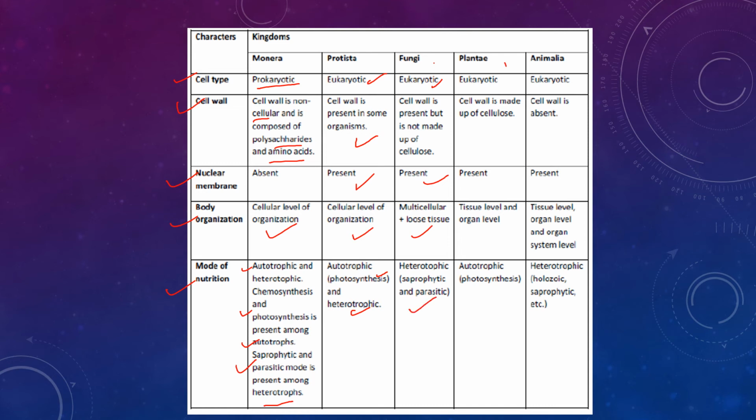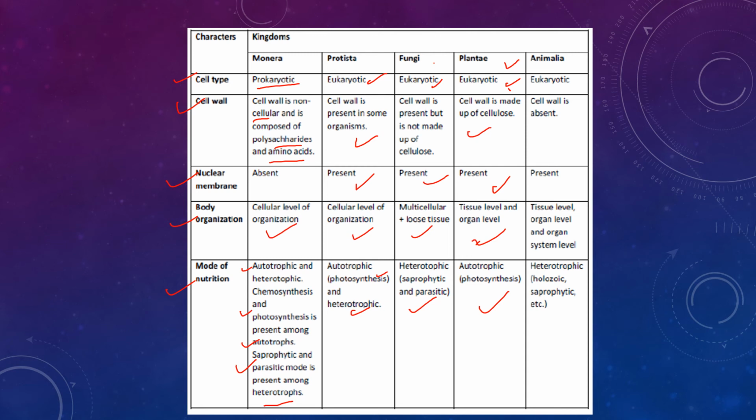Next kingdom is Plantae. They are eukaryotic in nature. The cell wall is present and it is made up of cellulose. And the nuclear membrane is also present. Body organization is tissue level and organ level. Next comes the mode of nutrition: they are autotrophic in nature, or you can say they are photosynthetic in nature.